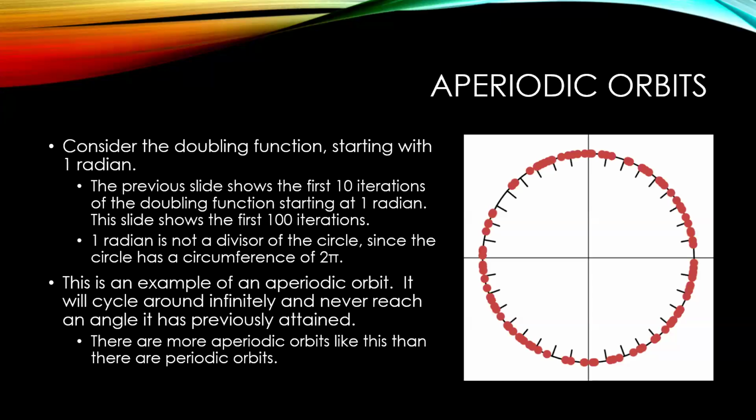And it turns out there are more aperiodic orbits than there are periodic orbits. Remember when we said any rational choice you choose from the degrees is going to give you a periodic orbit? Well, any irrational version is going to give you an aperiodic orbit. And we know that there are more irrational numbers than there are rational numbers. And so this is going to be the case where we have far, far more aperiodic orbits than we have periodic orbits.